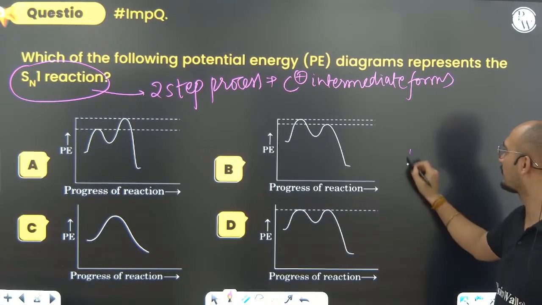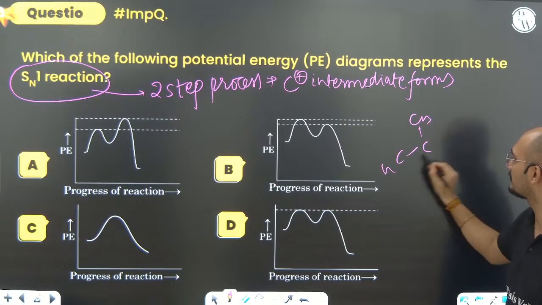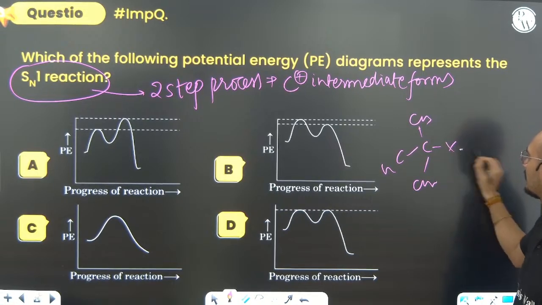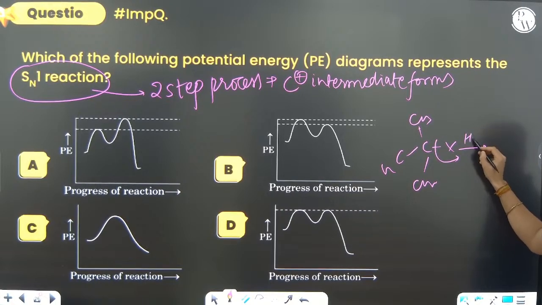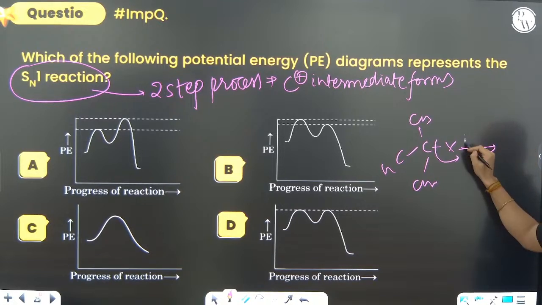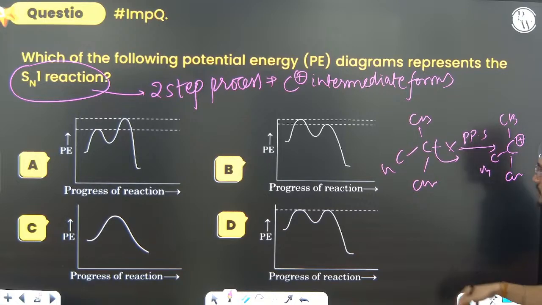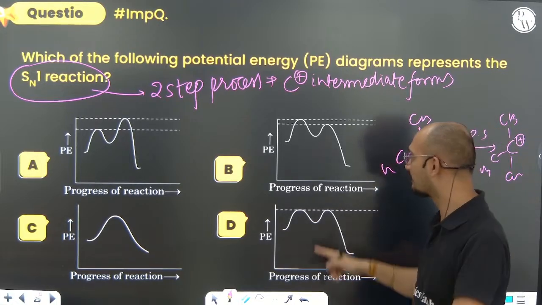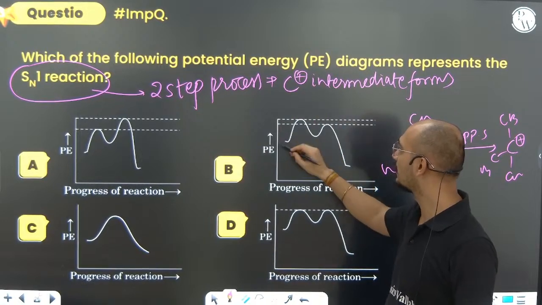How does it happen? Consider RX is there. Consider CH3X is there. So first of all, what will happen? The CX bond will be broken in the presence of what? Consider whichever polar protic solvent you have. In a polar protic solvent, what will happen? It will break. Then there will be CH3 plus. So it is what? Carbocation formation. So the first step is carbocation formation, which is highly endothermic. Okay. So what will happen? This will be of higher energy.